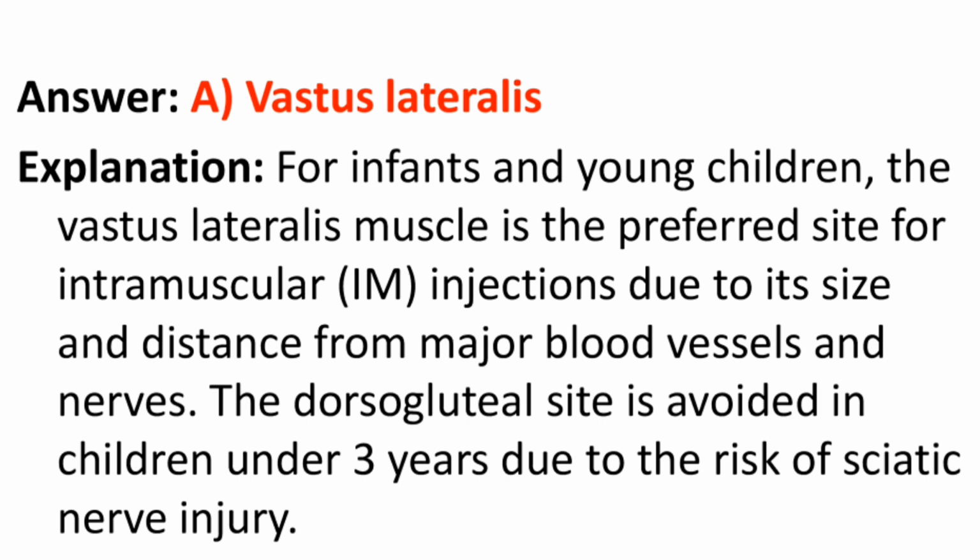For infants and young children, the vastus lateralis muscle is a preferred site for intramuscular injection due to its size and distance from the major blood vessels and nerves. The dorsal gluteal site is avoided in children under 3 years due to risk of sciatic nerve injury.